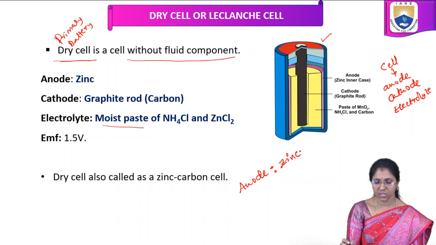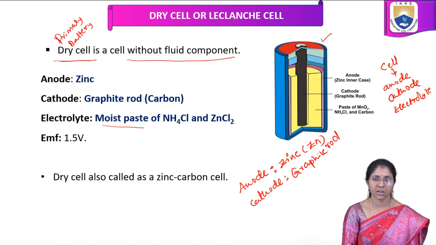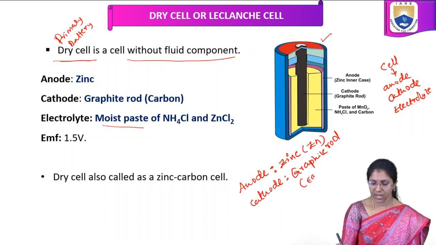anode is zinc, denoted by Zn, and cathode is graphite rod. Graphite rod is nothing but carbon. Graphite is a carbon allotrope and we can write it as carbon. The cathode is graphite rod or carbon.